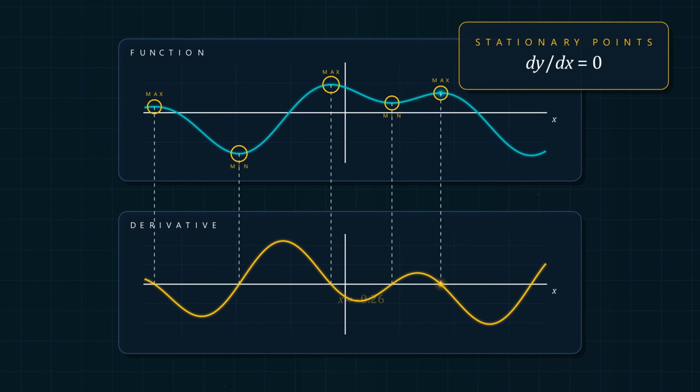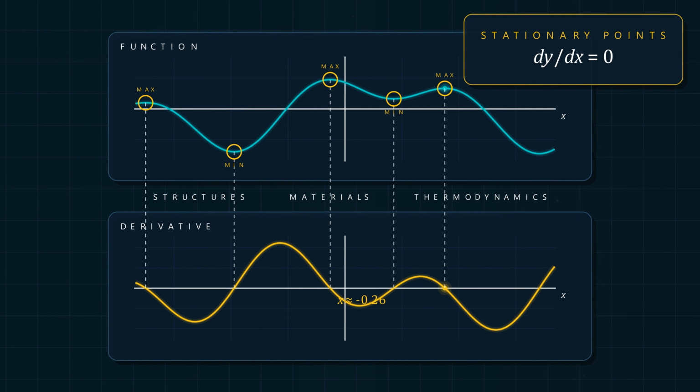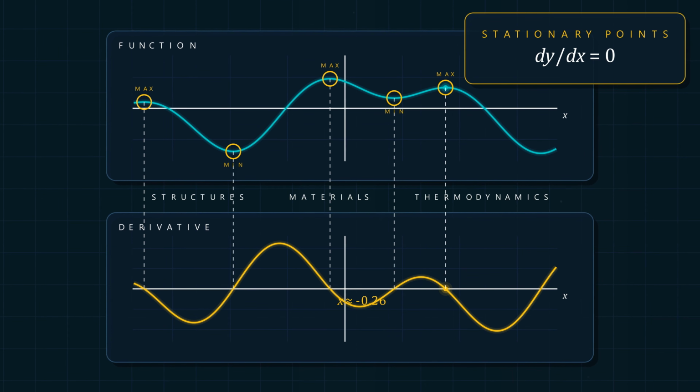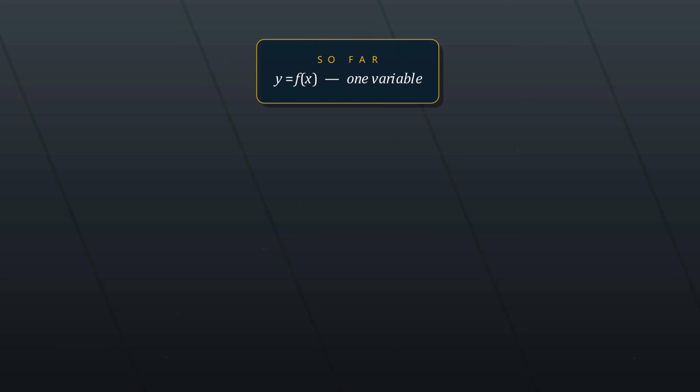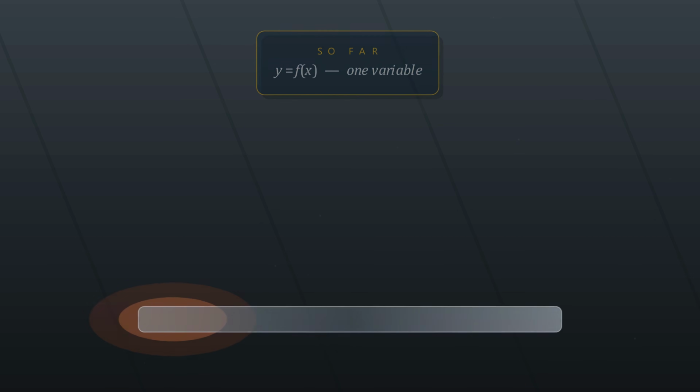This is how we optimize designs. Find where the derivative is 0, and you found the extremum. In structural engineering, material science, and thermodynamics, stationary points correspond to critical states of the system. So far, we've only considered functions of a single variable, x, and differentiation with respect to that one variable. But what if a quantity depends on more than one variable?